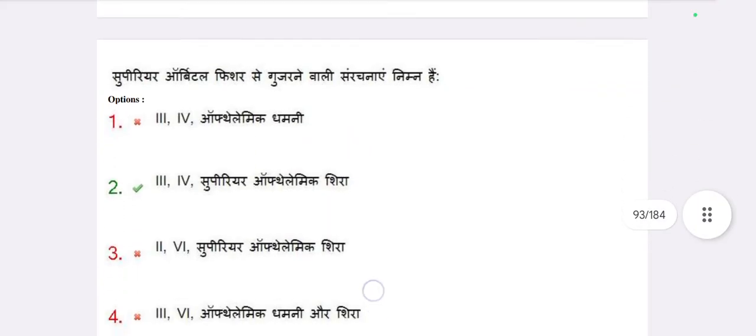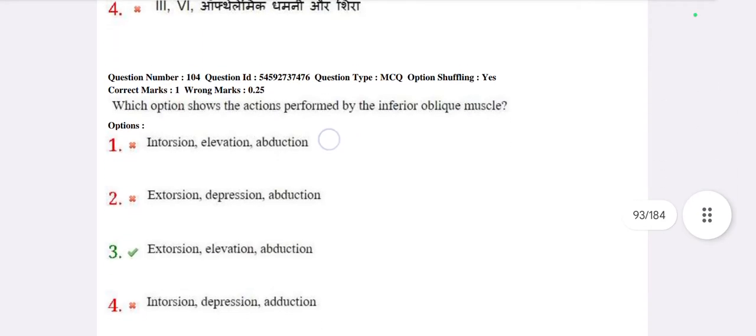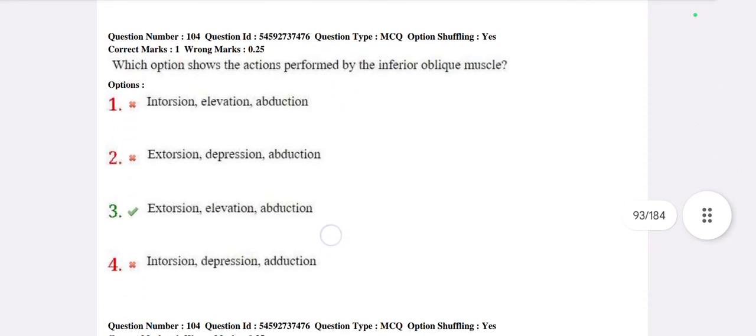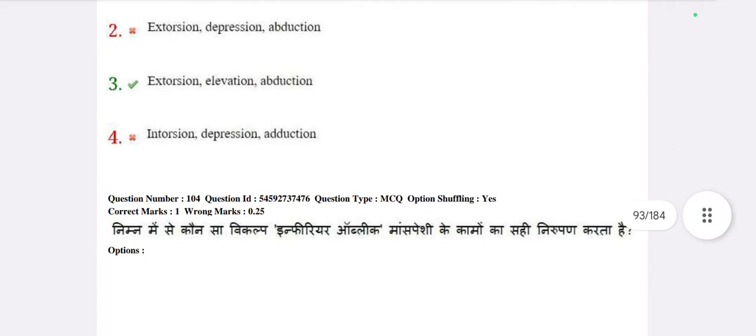Our next question is, which option shows the action performed by the inferior oblique muscle? Options are intorsion, elevation, abduction. Second is extorsion, depression, abduction. Third is extorsion, elevation, abduction. Fourth is intorsion, depression, abduction. Correct answer is extorsion, elevation and abduction.